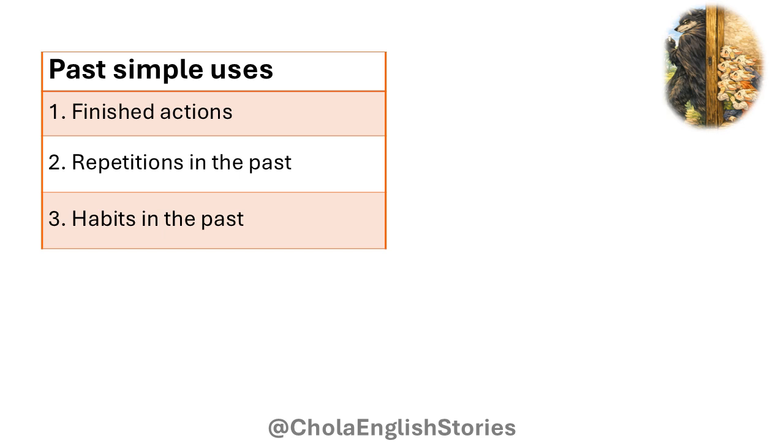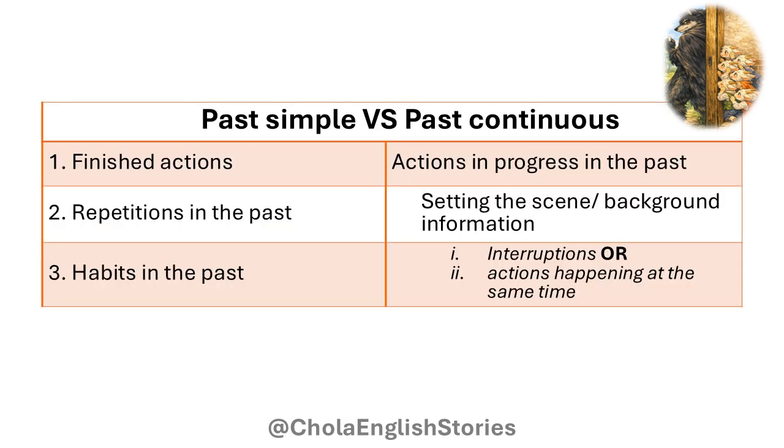The past simple has 3 jobs. We use it to talk about finished actions, repetitions in the past, and habits in the past. The past continuous has one big job. The past continuous is used to describe actions in progress in the past. We use it to set the scene or give background information, often with interruptions or actions happening at the same time.